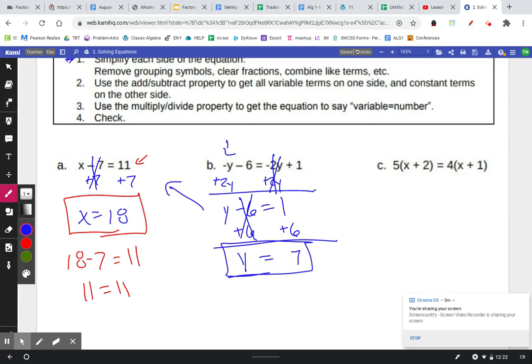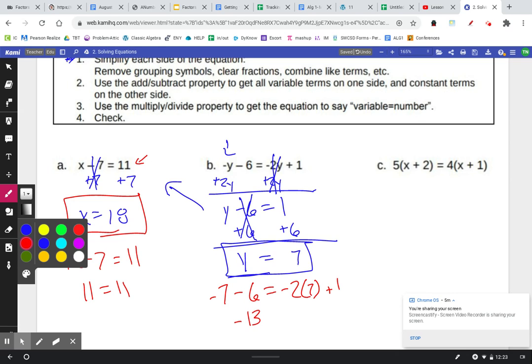Now, check my solution. I'm going to go ahead and plug in 7 every time I see a y up above. I'm going to go ahead and do that in red. So I have negative, because there's a negative sign up there, negative 7 minus 6 equals negative 2 times 7, plus 1. I'm going to do some math. Negative 7 minus 6 is negative 13. Equals negative 2 times 7 is negative 14 plus 1.